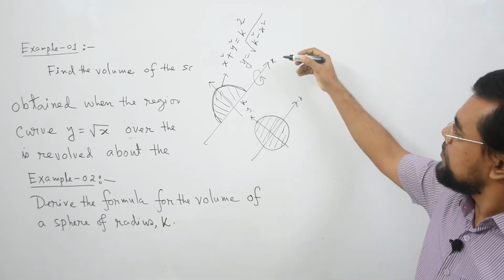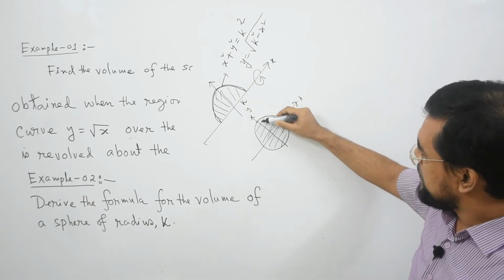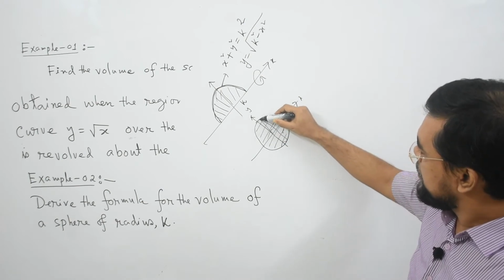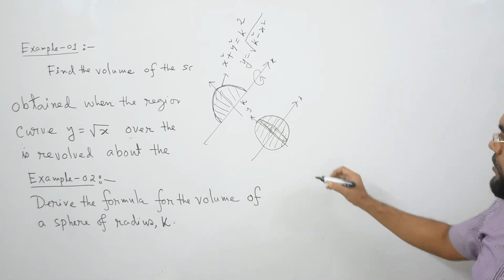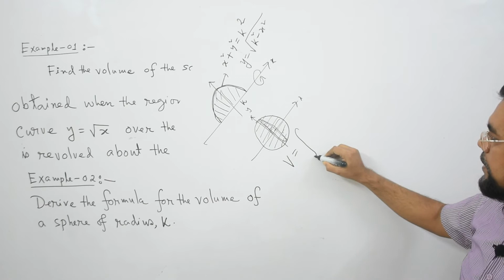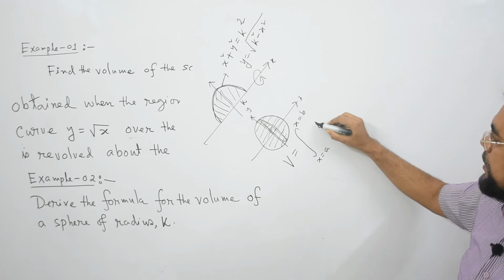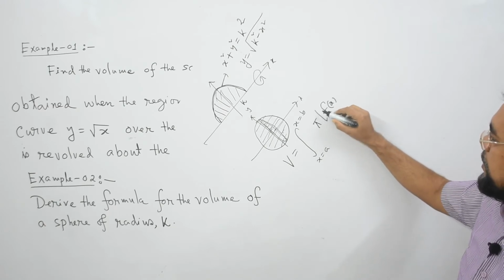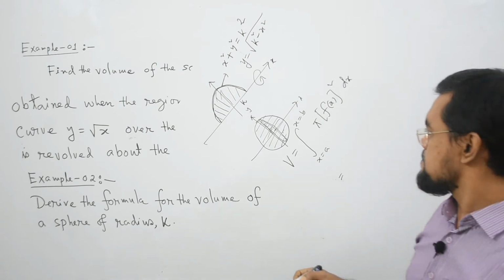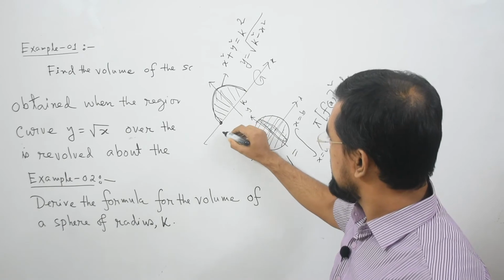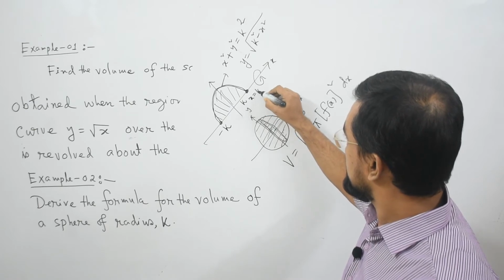So if you revolve this region about the x-axis, and consider a cross section here, this cross section will be perpendicular to the x-axis. So our volume formula will be the first one: x equals a to x equals b, pi f(x) square dx. And at this point x equals minus k, and at this point x equals k.